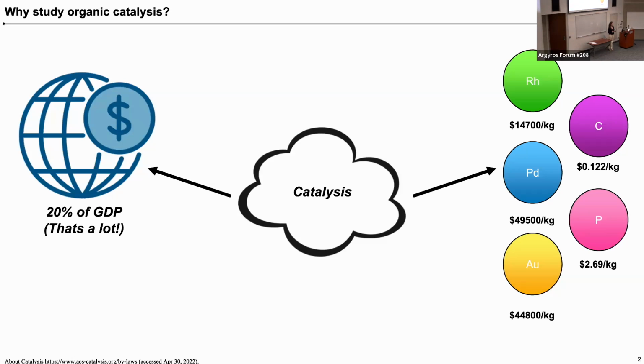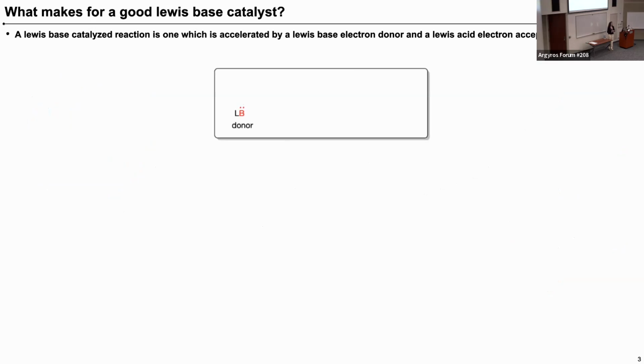When it comes to organic catalysis, there are a few different ways we can catalyze reactions. I'm going to be focusing on Lewis-base catalysis. So what makes for a good Lewis-base catalyst? Well, a good Lewis-base catalyst needs to have a Lewis base electron donor and a Lewis acid electron acceptor. This interaction creates a charged or partially charged adduct, which will drive the reaction forward. A good Lewis base donor is one with a high electron density that is readily available to donate its electrons to the Lewis acid.